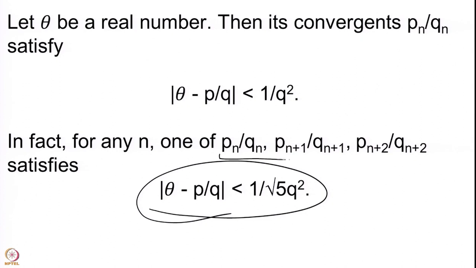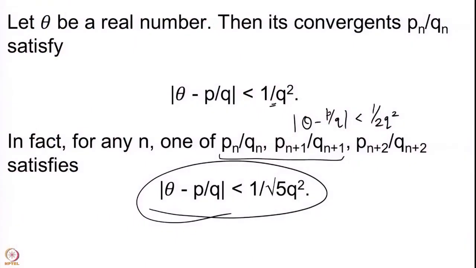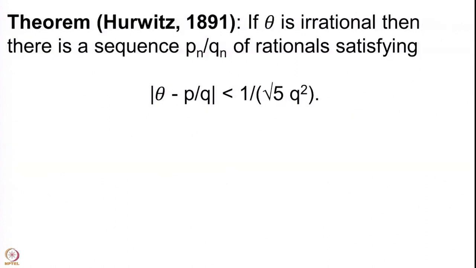In fact, if you take one of the two, then we have also proved that |theta minus p by q| less than 1 upon 2 q square will be satisfied by one of these. So, here the multiple of q was 1, here this is 2, and then we improved it to root 5, and this root 5 gave us a proof of the Hurwitz's theorem, which was proved long time back in 1891 in the 19th century.